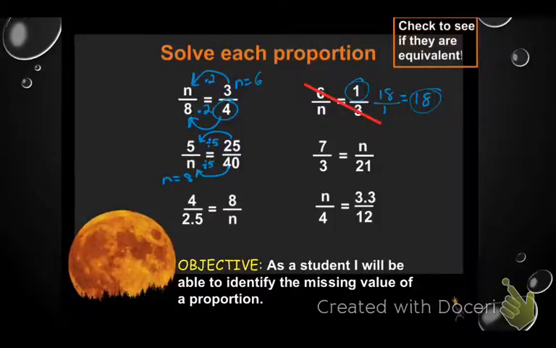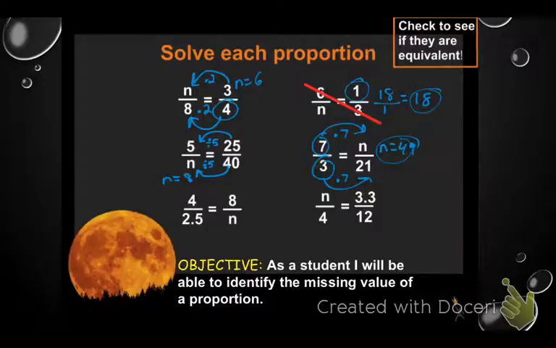There we go. Alright, this time I'm definitely going to use the traditional method because I don't want to do 7 times 21 and then be expected to divide it by 3. So I'm going to go this way. I want to go from 7 to n. So 3 to 21. How do I get that? Well, multiply by 7. Do the same thing to the top. 7 times 7, n equals 49. Very easy.